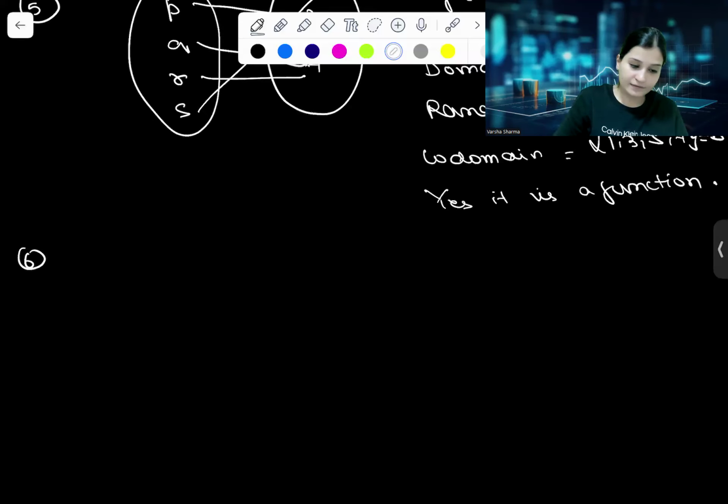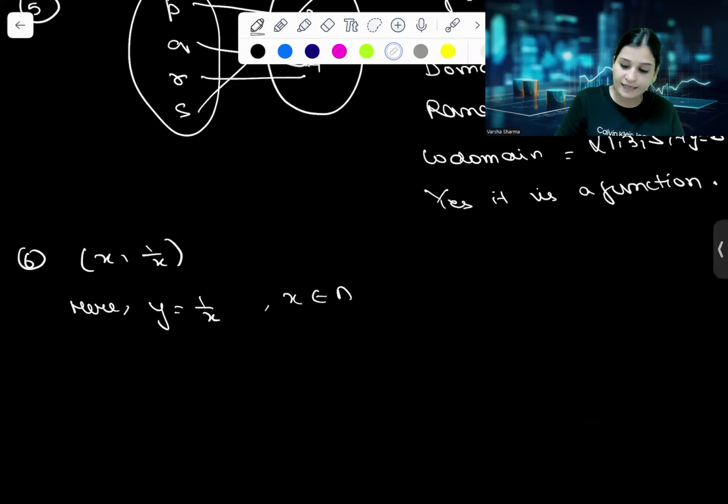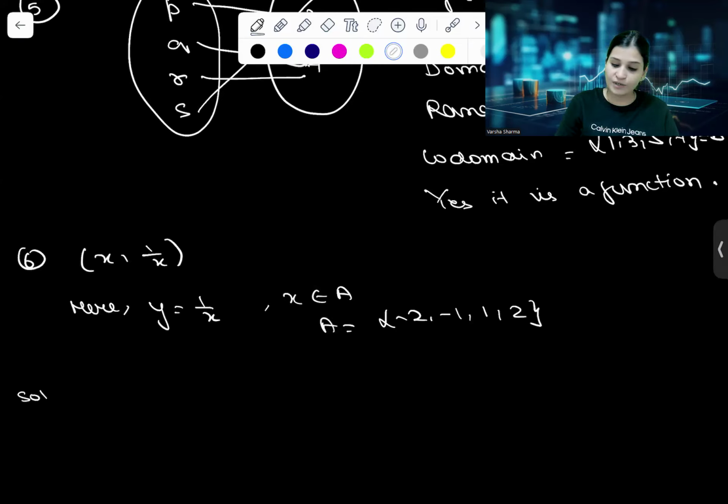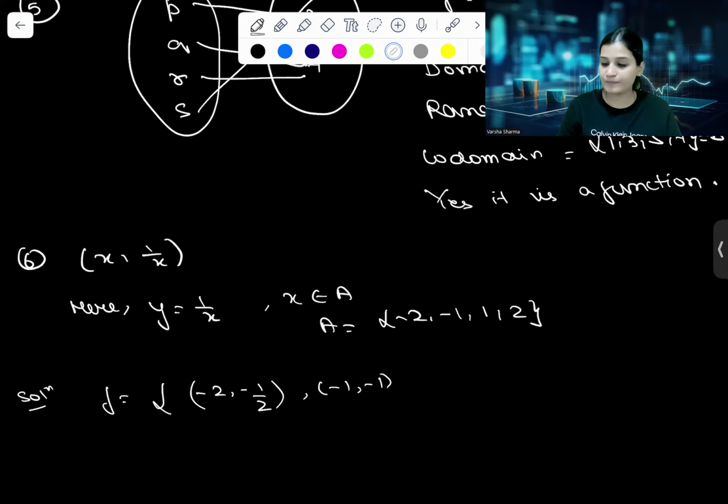Question number 6. It's written x comma 1 by x. We usually write x comma y. So instead of y, what have they given us? Y is 1 upon x, where x is in A and A is -2, -1, 1 and 2. So now what would be f? If I take x as -2, it would be the reciprocal, -1 by 2. If I take x as -1, it will be the reciprocal. If I take x as 1, again the reciprocal. If I take x as 2, it will be the reciprocal.